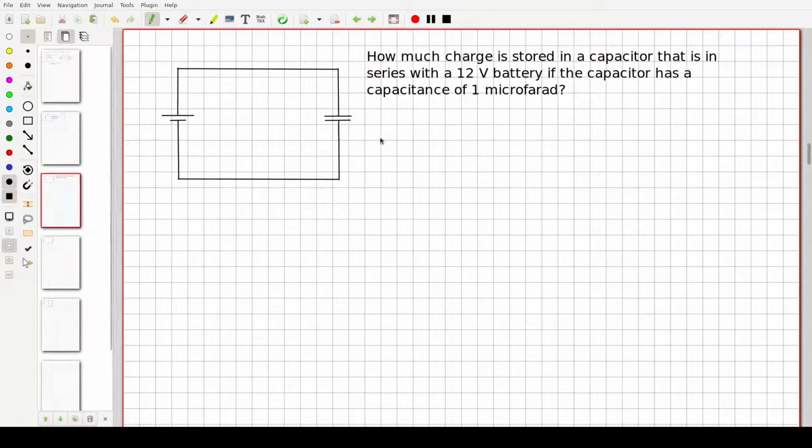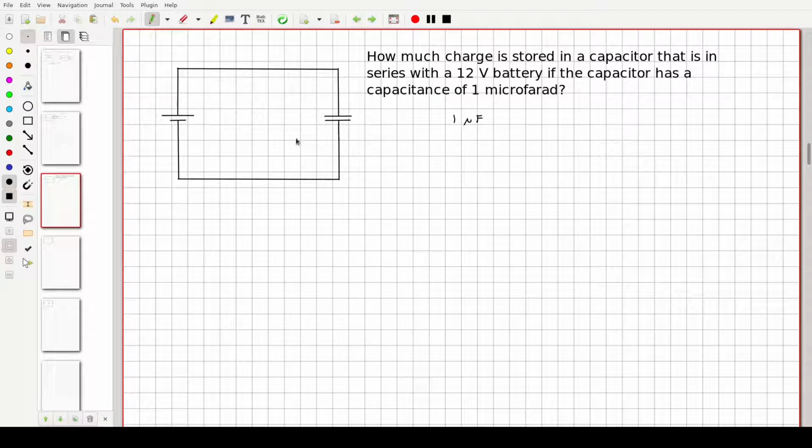So just as a simple example, how much charge is stored in a capacitor that is in series with a 12-volt battery if the capacitor has a capacitance of 1 microfarad. Now, a microfarad, which we typically write as μF, is about right for the realm of your average capacitor that you see. 1 farad of capacitance is a tremendous amount of capacitance. Microfarads are pretty common, ranging upwards typically in a circuit.